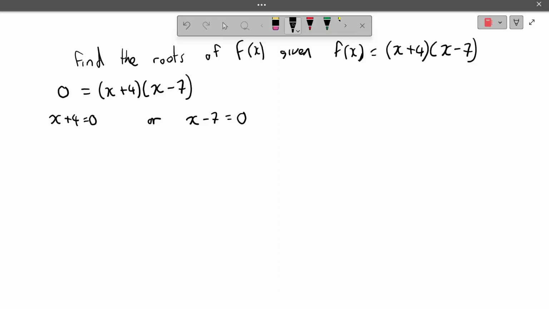If one of the things multiplying together is 0, the other bit we don't really care about. So x plus 4 is 0. So what is x? Well, we can take away the 4, so you get x equals minus 4. And then we just add 7, so we get x equals 7. That's our two answers. Nice and simple. It even factorized it for us.